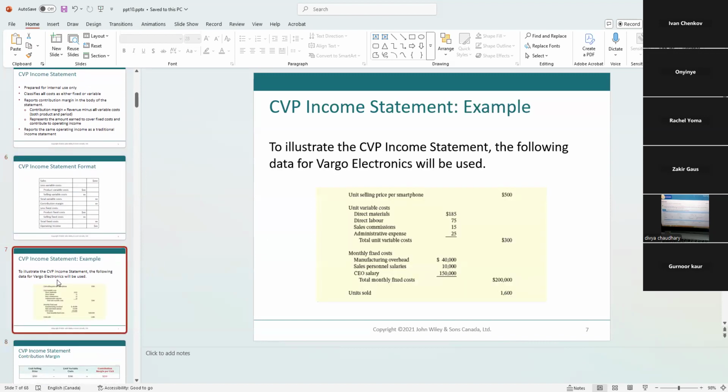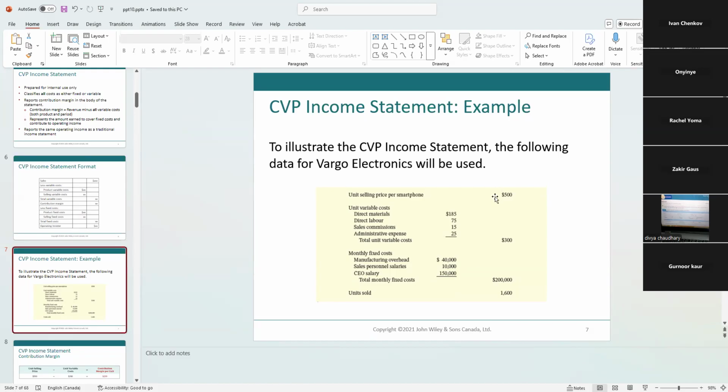This will be an example of the company that we're going to use today in this chapter during those slides. This is the company that we're doing. This company sells smartphones. So we can see the sales price for the smartphone. We see the variable cost. Total variable cost is $300. Total fixed cost is $200,000. And units that we're selling is 1,600 units.